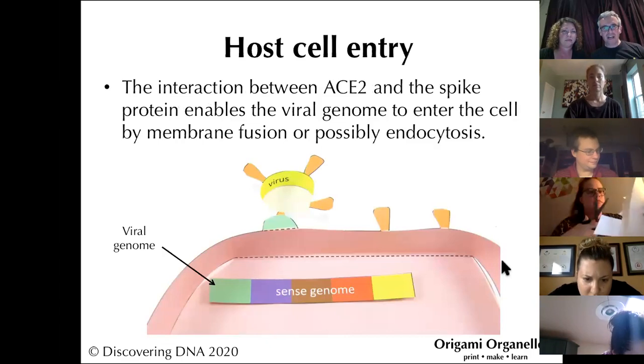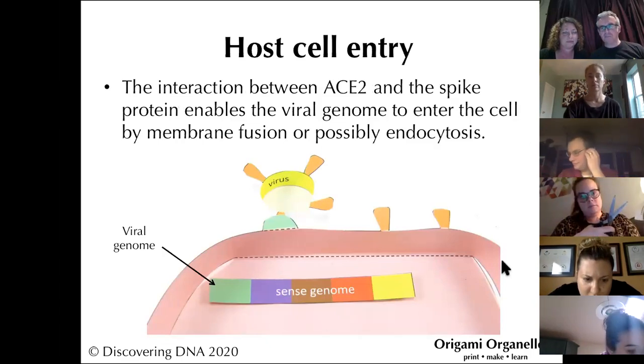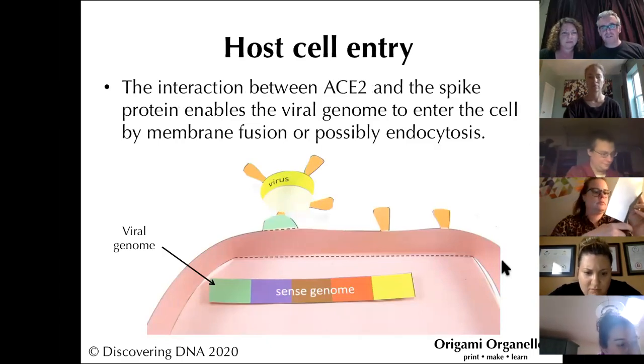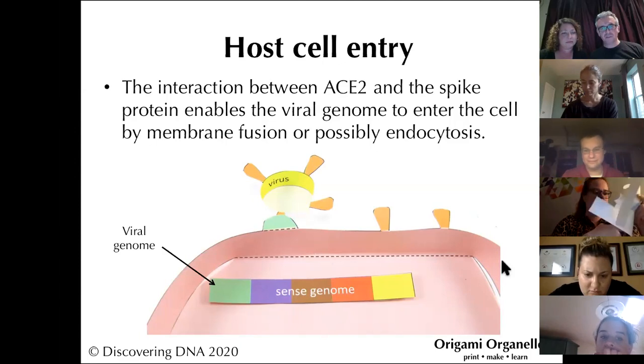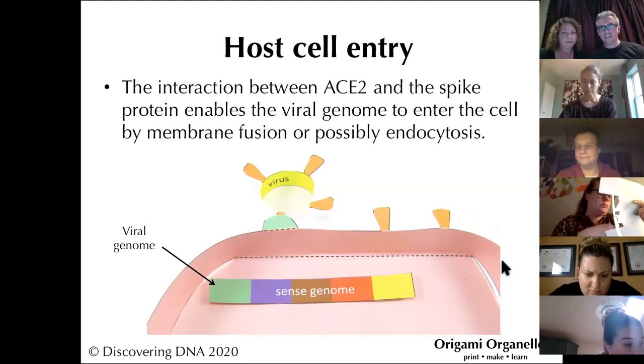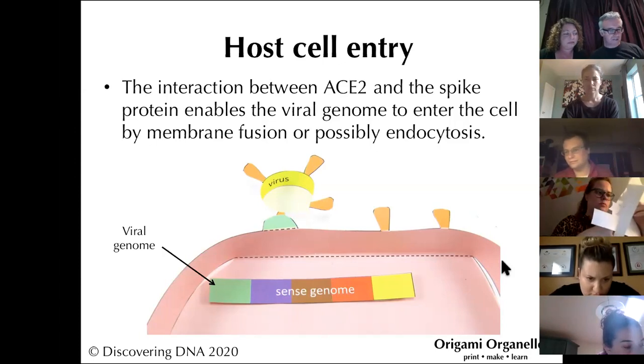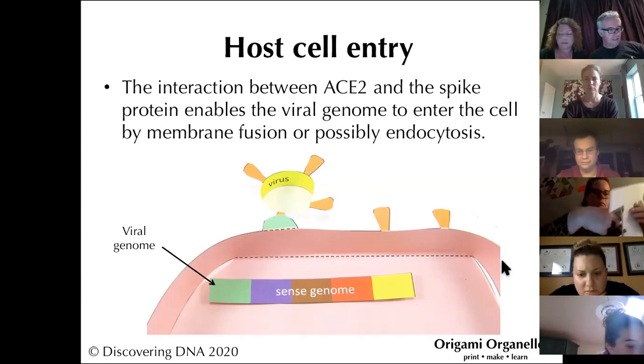So the interaction between the receptor and the spike protein is what allows the virus to insert its genome into the cell. Again, this is another thing you can use to talk about topics like membrane fusion or endocytosis, where a vesicle is taken inside the host cell. I don't think it's actually really well understood how it works in this particular coronavirus. But anyway, at this point, the viral genome gets inside the host cell.